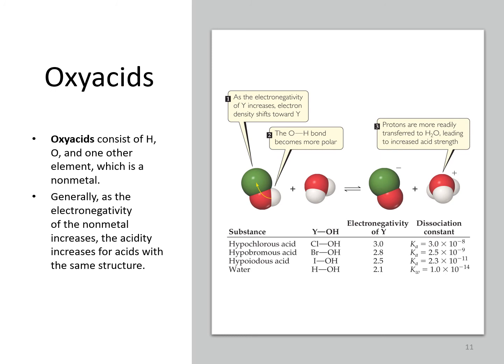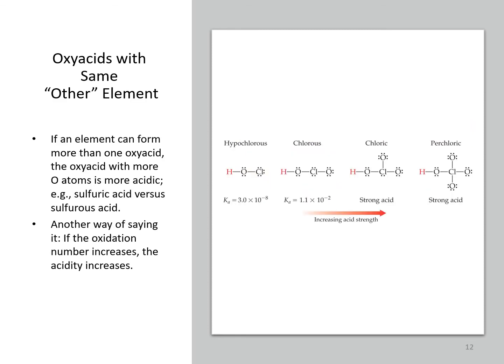Oxyacids have a hydrogen atom attached to an oxygen atom, which is then attached to another electronegative atom. Generally, for acids with similar structure, as the electronegativity of the nonmetal increases, the acidity increases. If the oxyacid has atoms of the same element but increasing numbers of oxygen atoms, acid strength increases with the number of oxygen atoms.